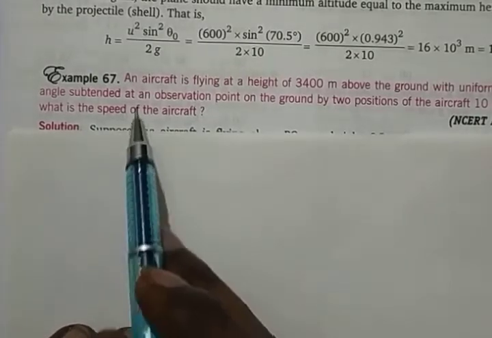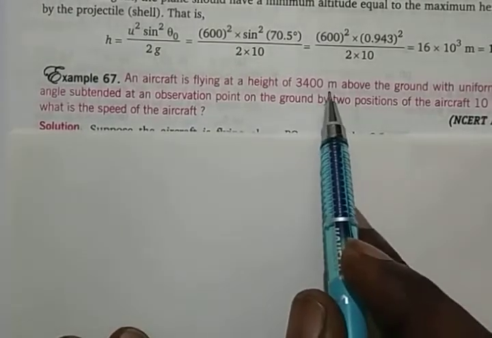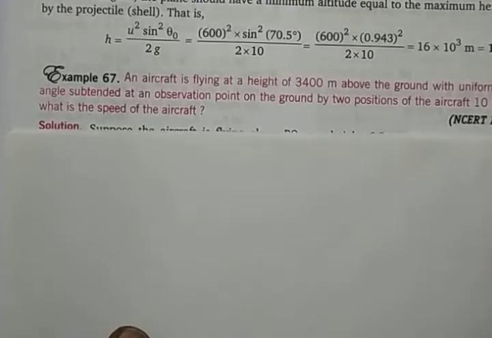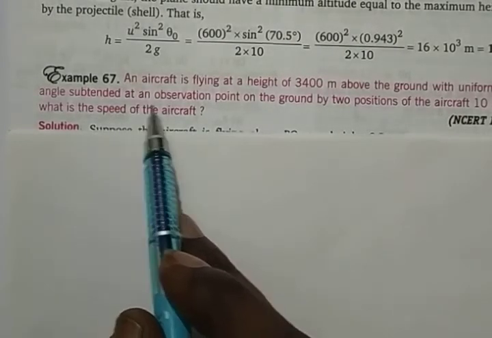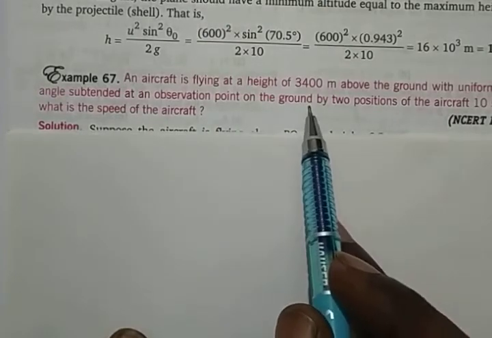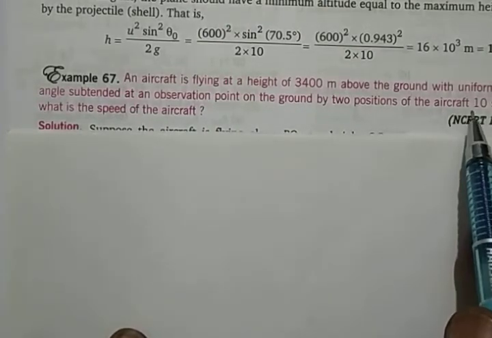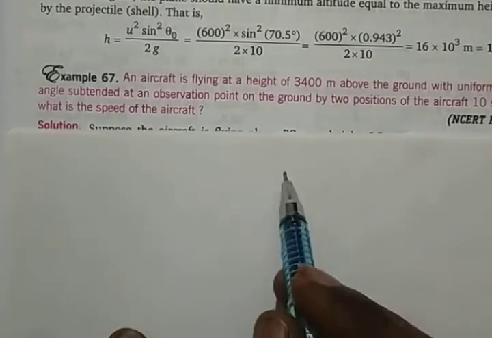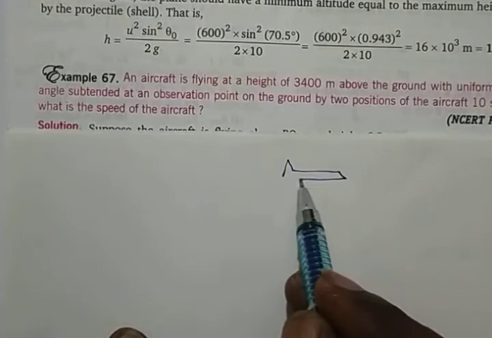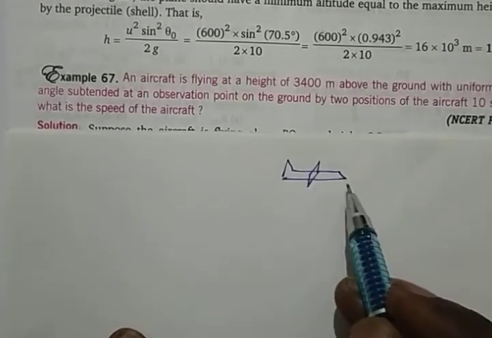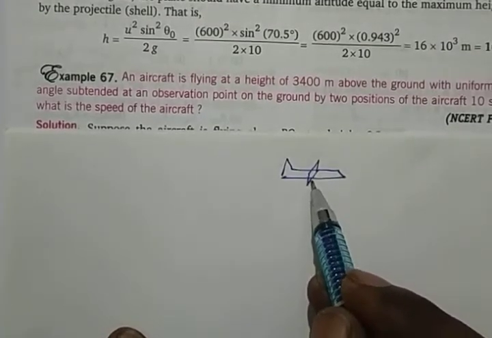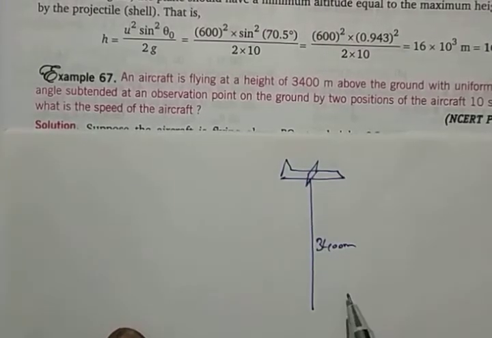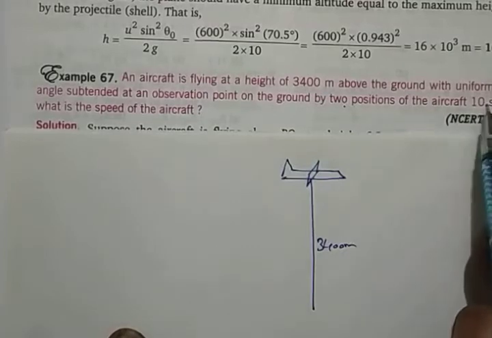The next question is: an aircraft is flying at a height of 3400 meters above the ground with a uniform speed. If the angle subtended at an observation point on the ground by two positions 10 seconds apart is 30 degrees, what is the speed of the aircraft? So an aircraft is going with a height, already given here as 3400 meters. Now two positions have been observed here.